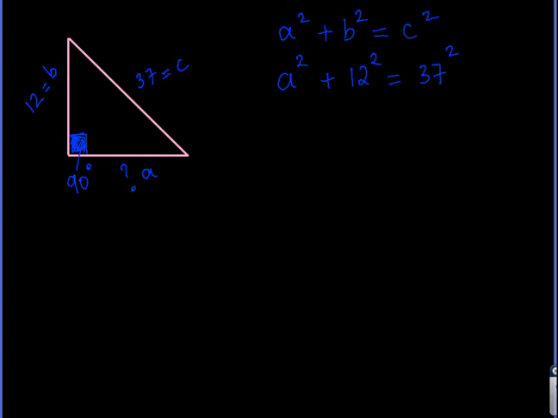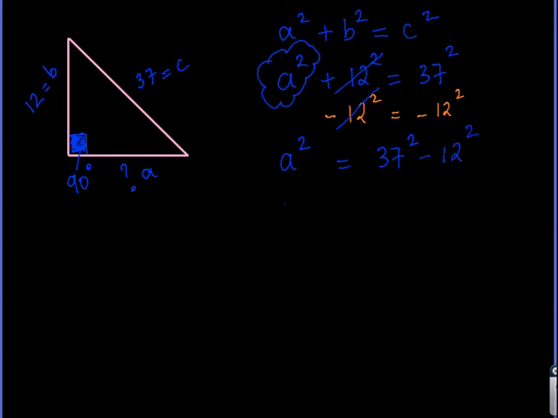Alright, now, my job is to figure out what A is because this is what's missing. So I'm going to look at the equation, and what I'm going to try to do is have A by itself. And to do that, I'm going to take away the 12 squared. The reason why I'm taking away is because it's the opposite operation to plus 12 squared. So let's take away 12 squared on both sides. And I end up with A squared, and plus 12 squared, take away 12 squared, that would cancel out. And here on that side I'm going to have 37 squared, take away 12 squared.